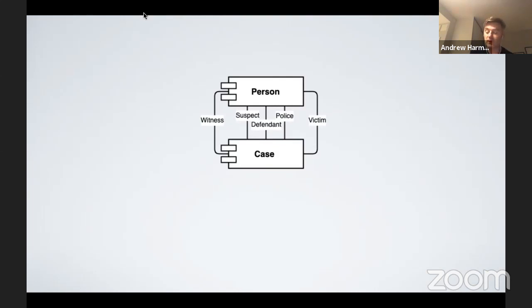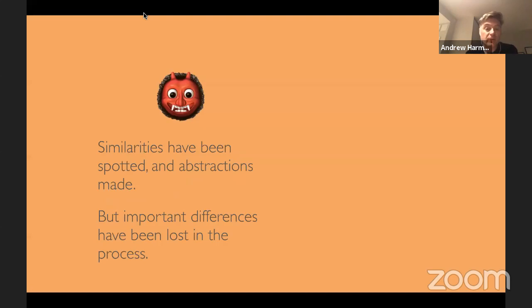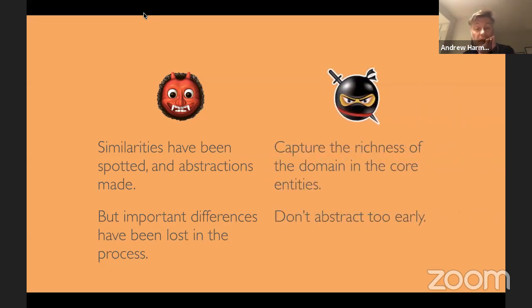This led to the problem that not only were these concepts in code very abstract, but also they were in separate repositories. So being able to go to one place and find a coherent view of the code and a coherent view of the domain was completely lost. So this brings us to our next near enemy. Similarities have been spotted and abstractions have been made, but important differences have been lost in the process. And the combat strategy: capture the richness of the domain in the core entities. Don't abstract too early.